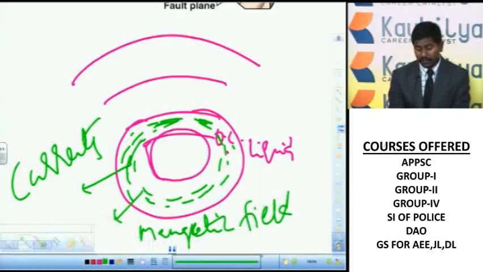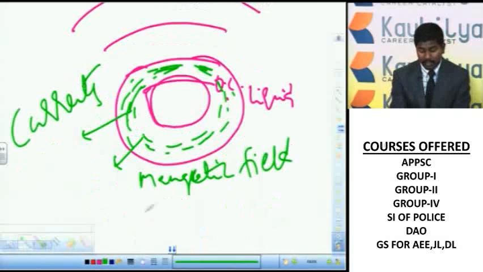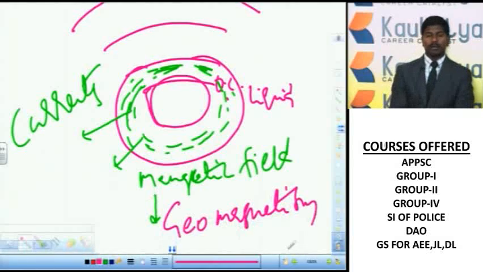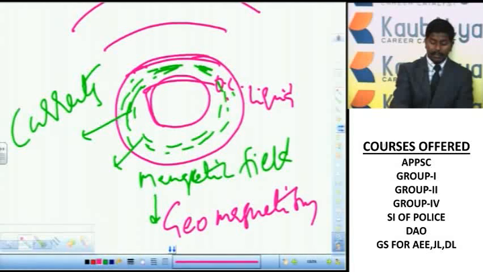This magnetic field due to the outer core of the earth is called geomagnetism. This geomagnetism is due to the outer core of the earth because the outer core is in a liquid state, made up of metals in their molten state. As this molten metallic material revolves, it creates currents, and because of the currents, due to electromagnetic induction, it also produces the magnetic field.